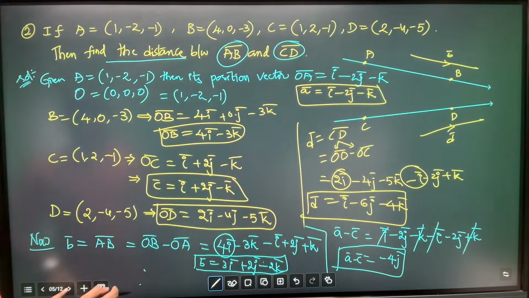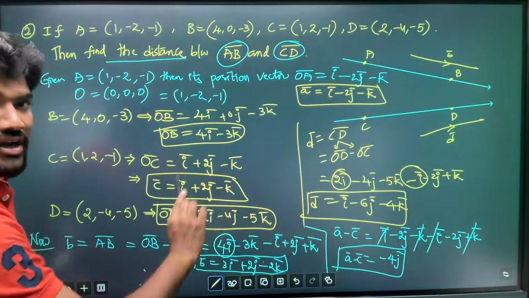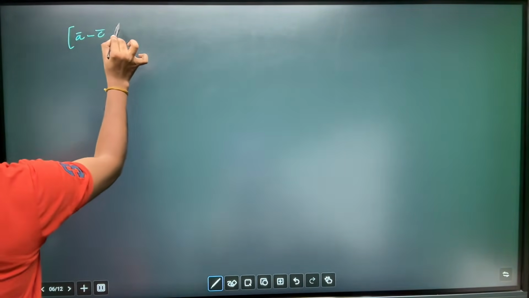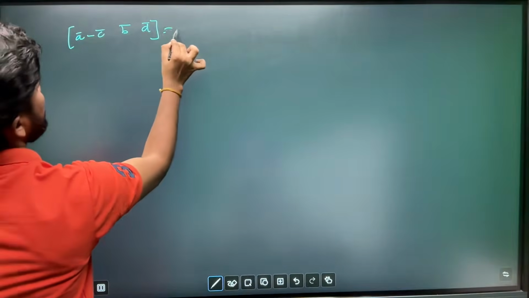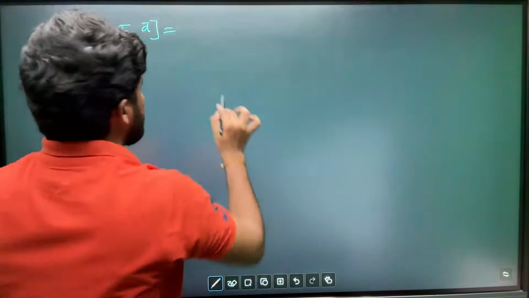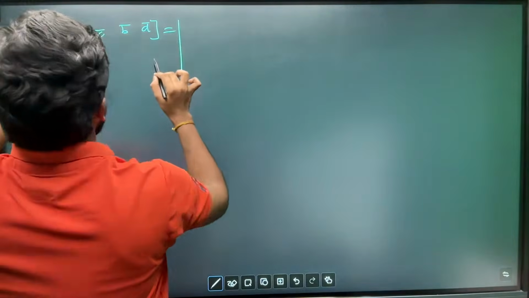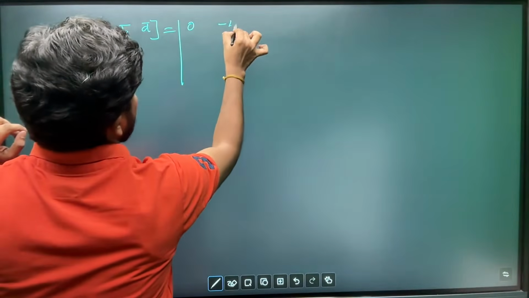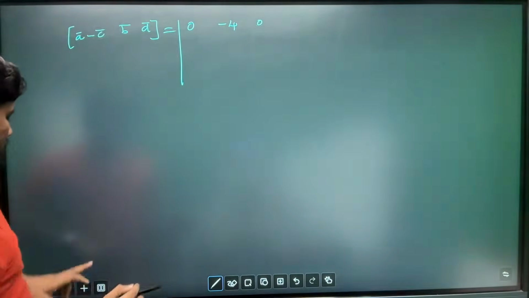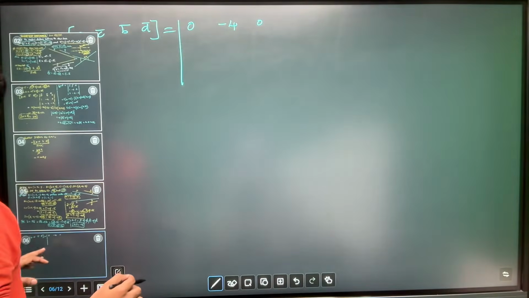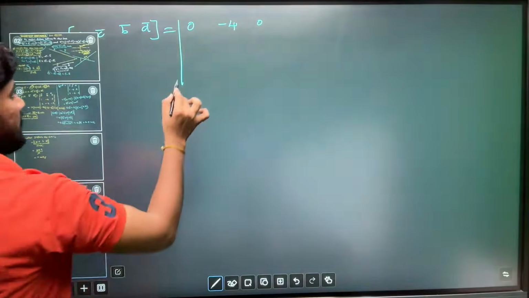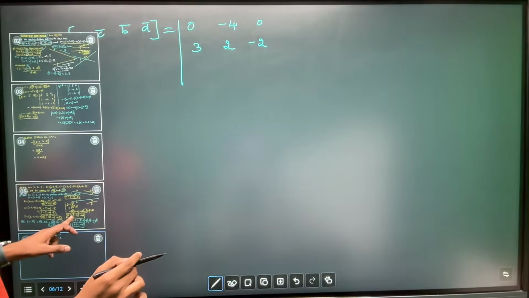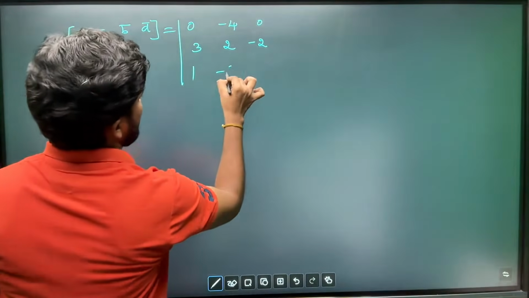After finding the a bar minus c bar value, now we have to take the box product of a bar minus c bar, b bar and d bar. So take the box value, the determinant of the first value. What is the a bar minus c bar value? Minus 4j bar, so i value 0, j value minus 4, k value 0. What is the b bar value here? Previously we got b bar as 3, 2, minus 2. Next, what is the d bar value? 1, minus 6, minus 4.